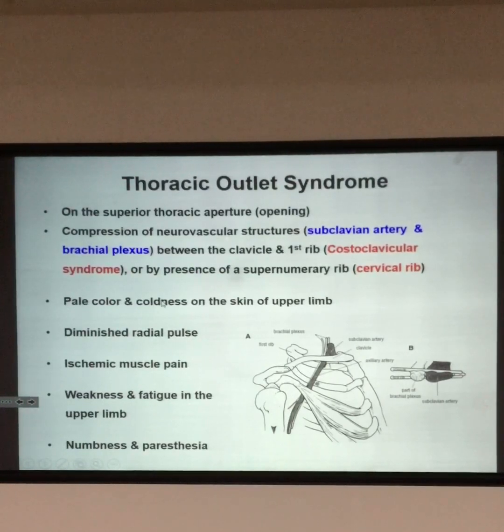The compression, reduced blood supply. شو سبب انه diminished radial pulse? What is the radial pulse؟ تحسوا البامبنج تبع البلد على الراديال ارتري هون. في الراديال ارتري هذا ليش بصير له ديمينشنج؟ بقل ريديوس بلاد سبلاي، نفس الشيء الدم بالشرايين مش كافي تمام، اسكيميك ماسل بين. شو سببه بيجي؟ ريديوس بلاد سبلاي، بس الويكنس والفاتيك ان ذا أبر ليم.